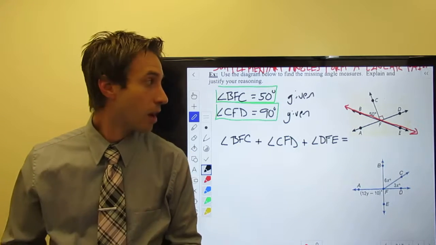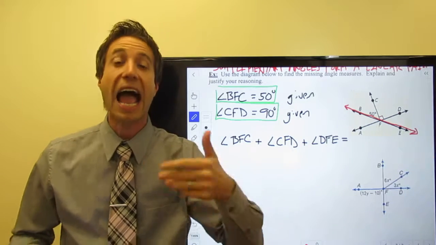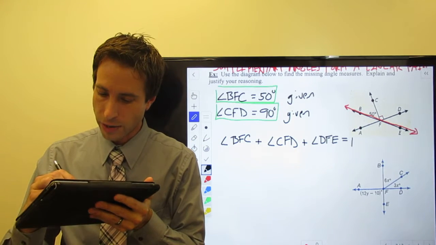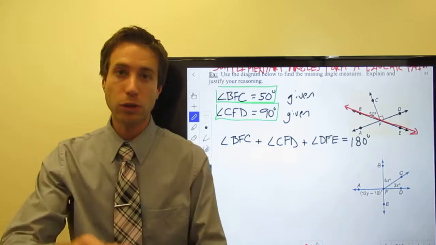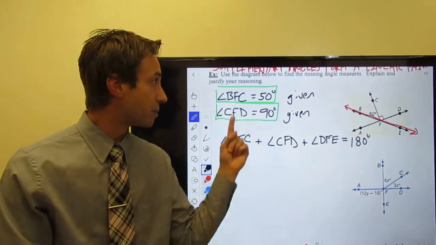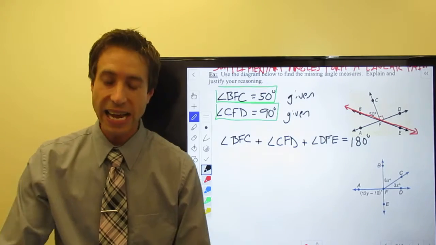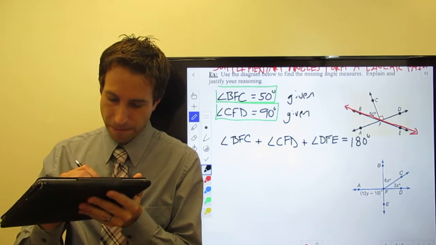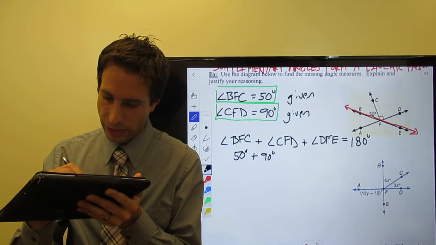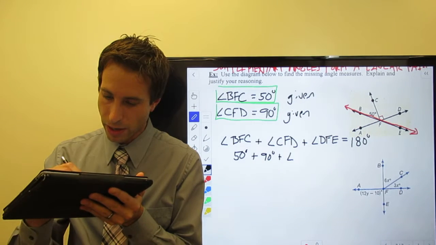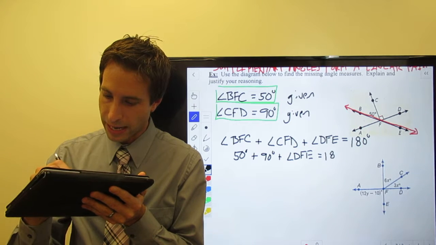And here's what I know. I know that those three angles, because they form a straight line, have to sum to 180 degrees, right? Well, look, I already know what BFC is. BFC is 50. I already know what CFD is. CFD is 90. So we plug that stuff in. I have 50 degrees plus 90 degrees plus, I don't know, DFE is equal to 180.